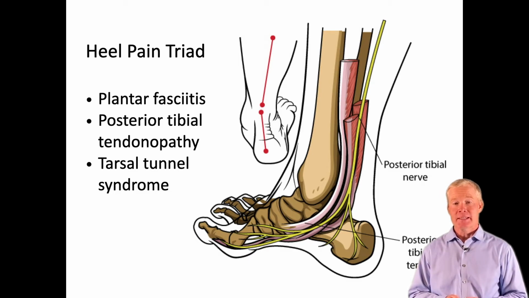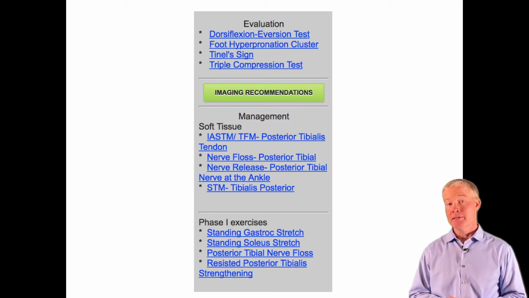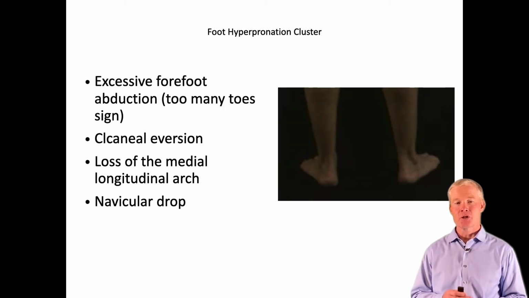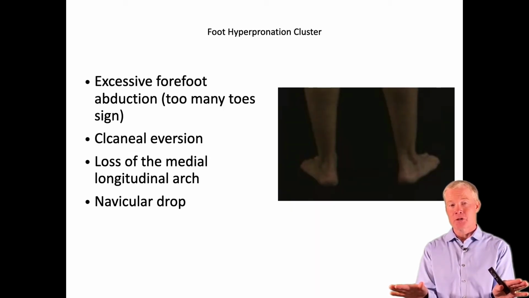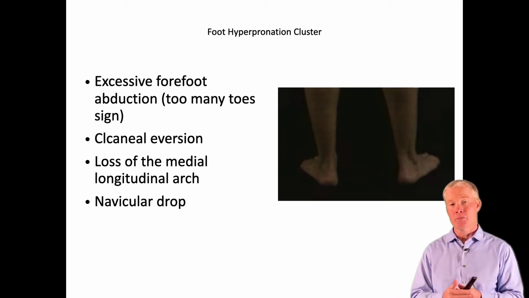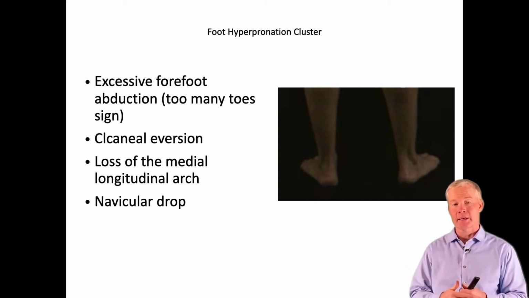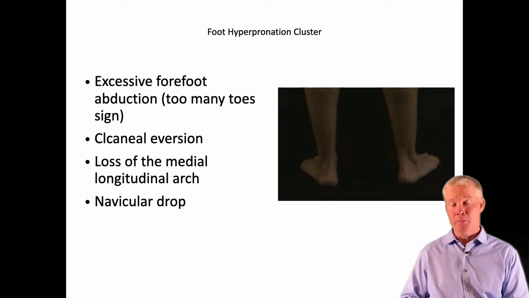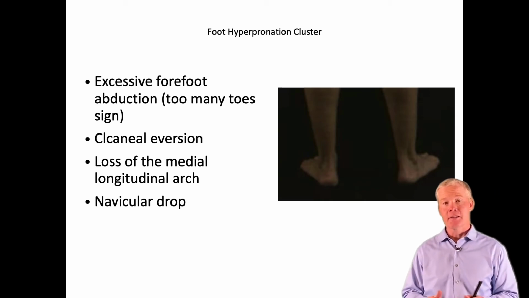How do we assess that? Well, number one, we'll say, is that underlying source, hyperpronation cluster, present? Does that patient have excessive forefoot abduction where we see too many toes? Is there calcaneal eversion, meaning there's a bow in the calcaneal tendon? Is there a loss of the longitudinal arch, especially when we have the patient walk down the hall? And is there navicular drop?